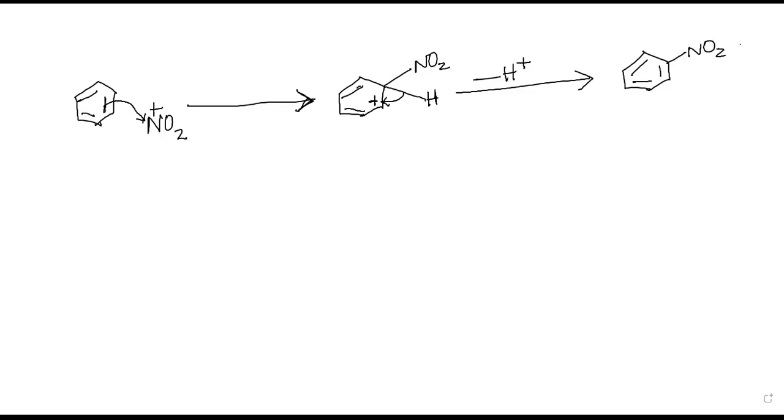So this is it. This is what you can write. And that is it for the first reaction, nitration. You need to note the steps that we have used. First, protonate the nitric acid. After protonating, then you split the protonated nitric acid to give a nitronium ion, which is your electrophile.